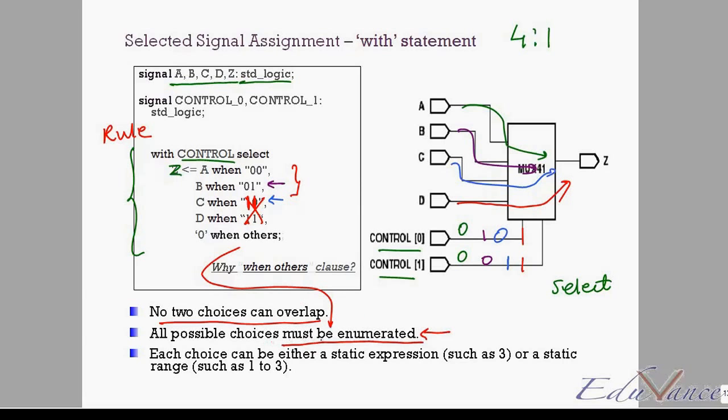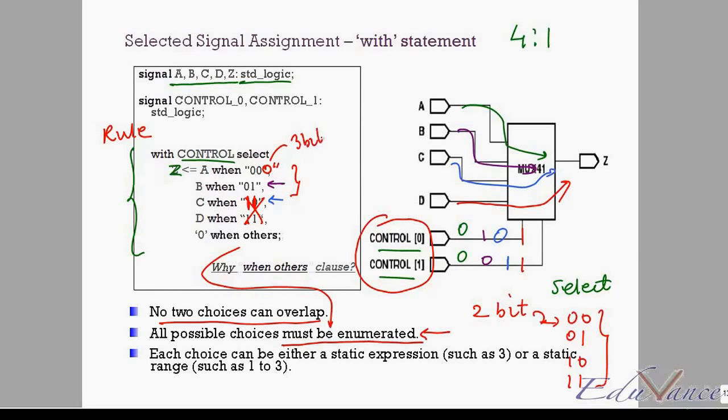All choices must be specified, and they must be in a range that can be represented by this control line. For example, control is a 2-bit representation, so it will go from 0 0, 0 1, 1 0, 1 1. You cannot write Z is A when control is 0 0 0. This will be 3 bits and it is not acceptable because your control is just 2 bits. So I hope these few rules are clear.